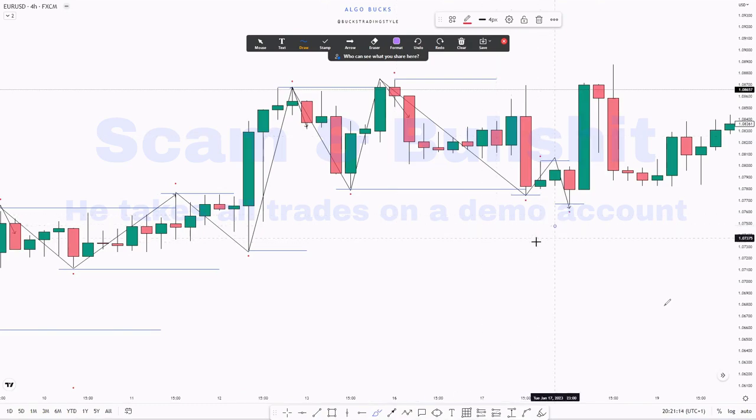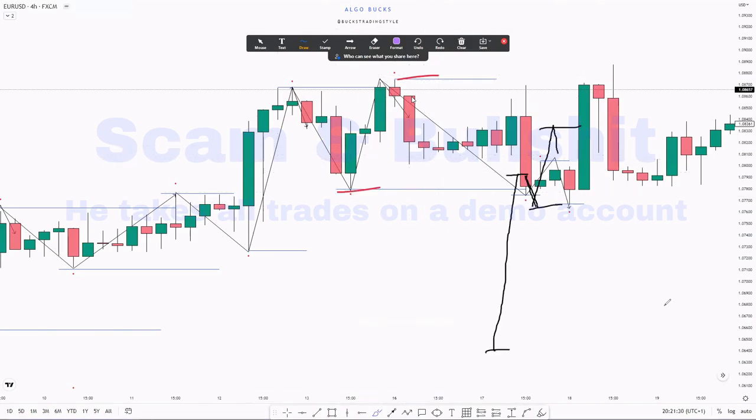So don't forget all what we're marking here are all external structure, okay? Because if you look at this high right here, don't forget everything happening within this range, all of these, they're all internal structure, okay? Cool, cool, cool.